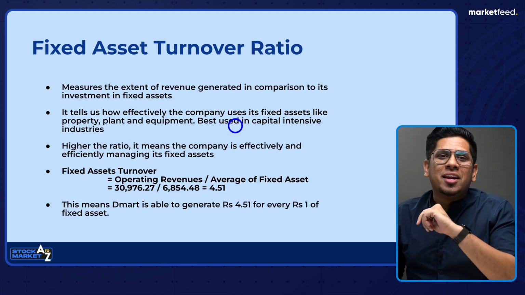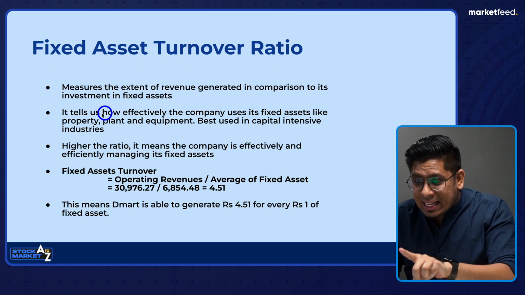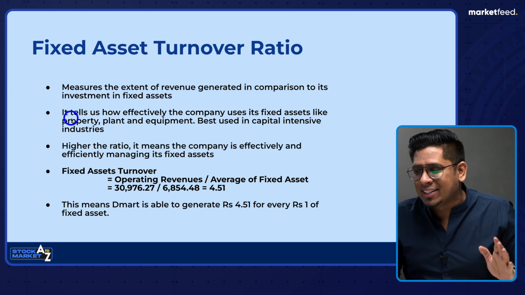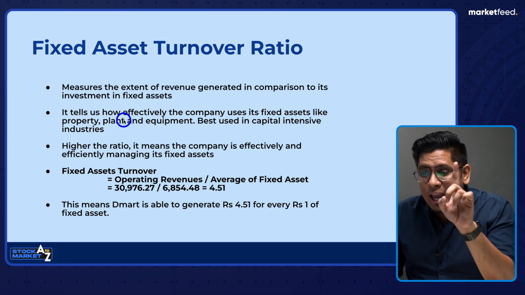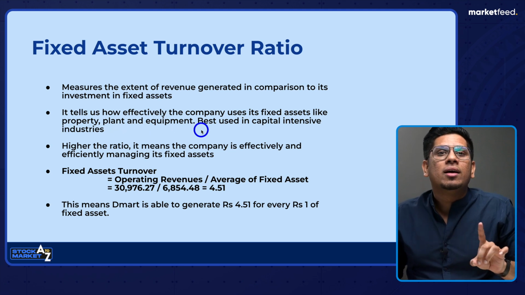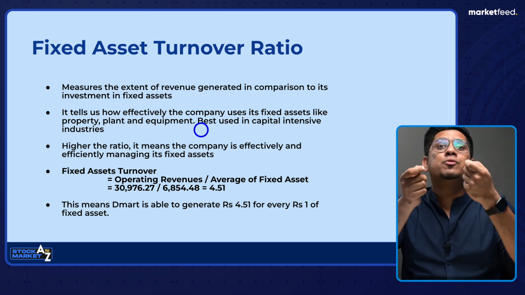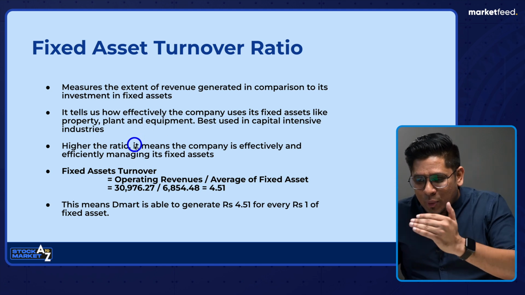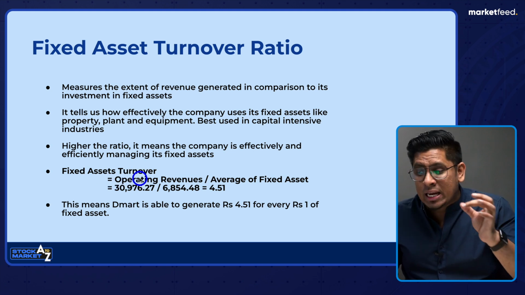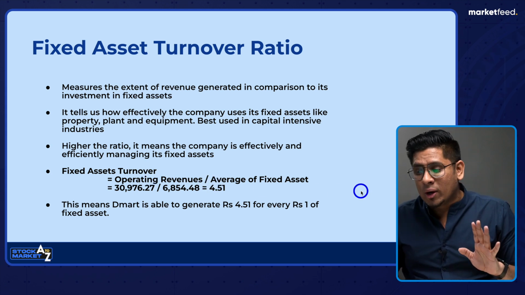The very first operating ratio that we are going to learn today is the fixed asset turnover ratio. Now, I want you to look into this exact line I'm pointing to here, and that will clear in very simple terms what the fixed asset turnover ratio is. It tells us how efficiently the company uses its fixed assets like property, plant, and equipment. A single number which will tell us how effectively a company is using its fixed assets. As simple as that. Now let's quickly get into its formula. Fixed assets turnover is equal to operating revenues divided by the average of fixed assets. Looking into the mathematical formula, what do you understand?